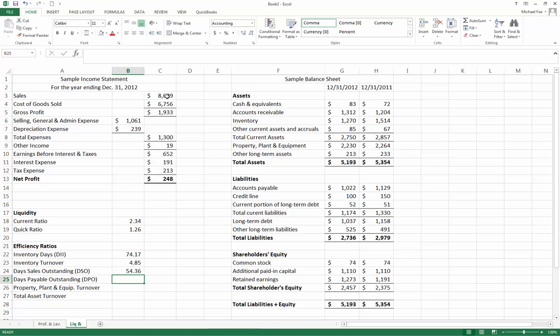All right, so days payable outstanding is how long it takes us on average to pay our debts, our payables. Okay, so again, this is calculated by taking our accounts payable and dividing that by our cost of goods sold. Remember, that's all the stuff we're buying and then selling again. Cost of goods sold per day. So here it's taking them 54.46 days to pay their suppliers.